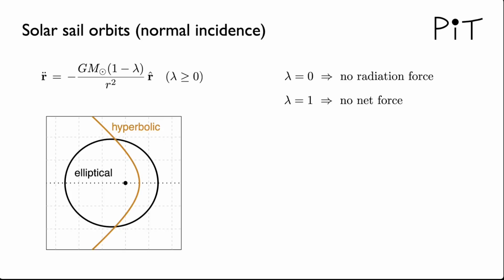For values of lambda between 0 and 1, the radiation pushing the sail acts to effectively reduce the gravity of the sun. Provided the sail is kept pointed at the sun, the net force is radial and varies with the inverse square distance, so orbits are still Keplerian. When the sail is so light that lambda is greater than 1, the net force is outwards. The spacecraft is not bound to the sun, and the orbits are hyperbolic, but now flipped.